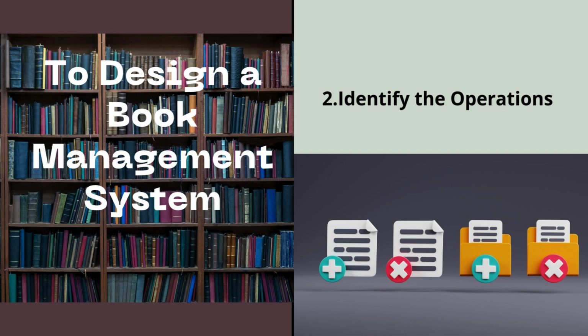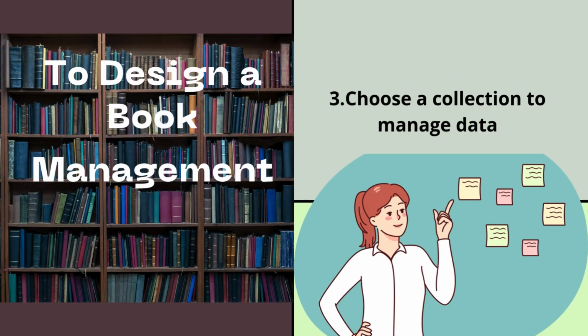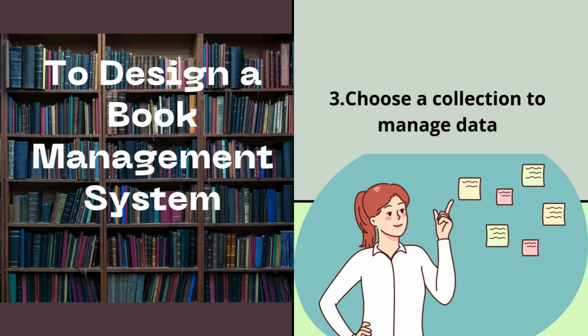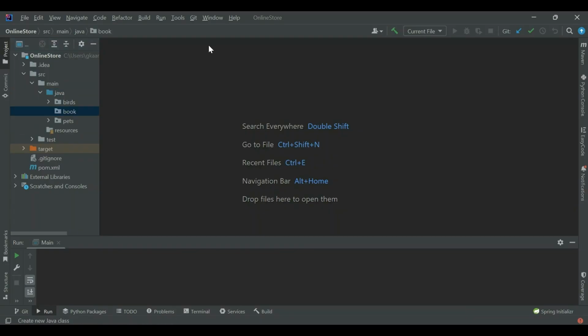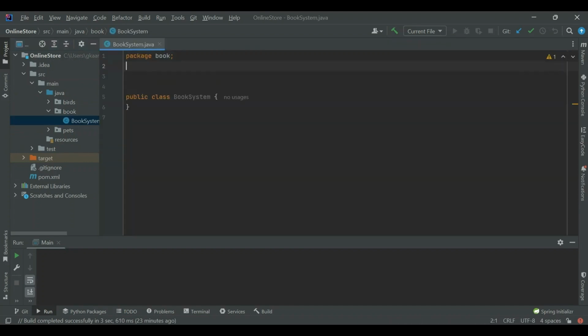So once you have decided on your entity, let's start with the creation of the class for your book management system. First I'm going to create a package. I'm going to name the package as book. So inside my book package, I'm creating a class called book system.